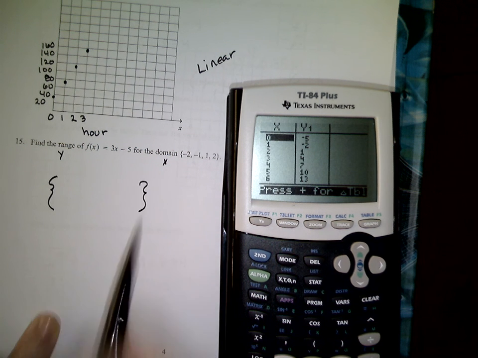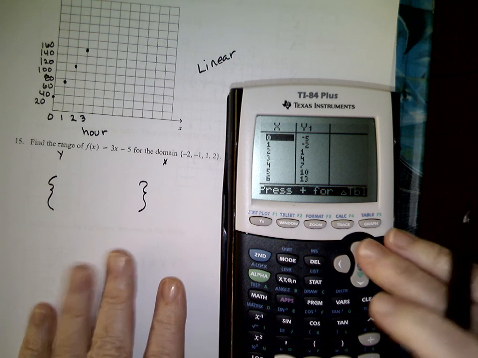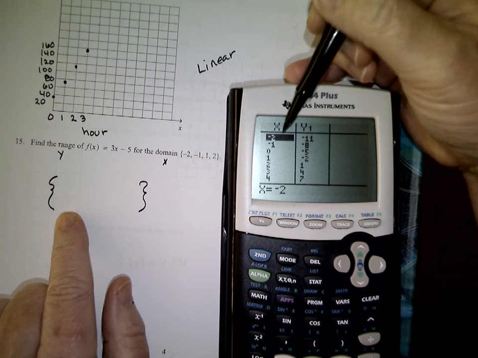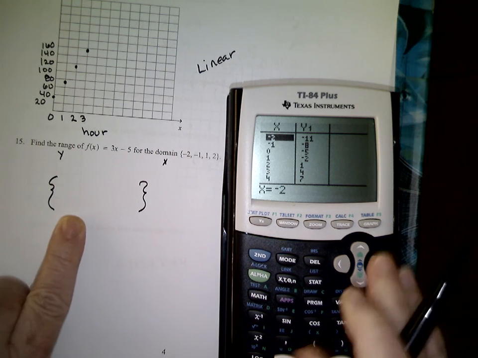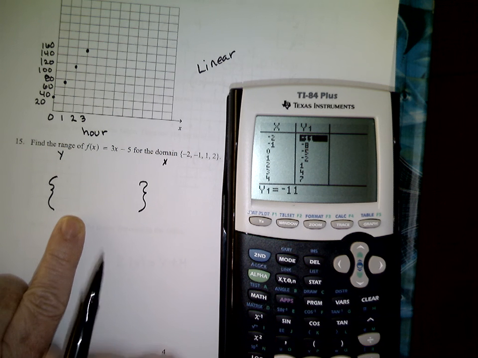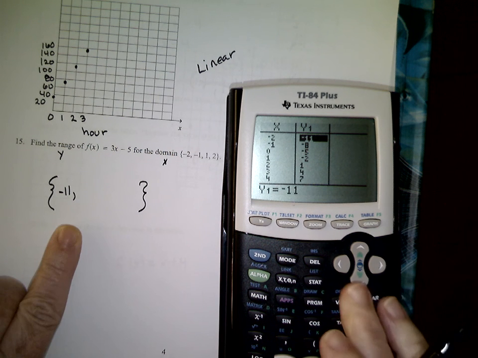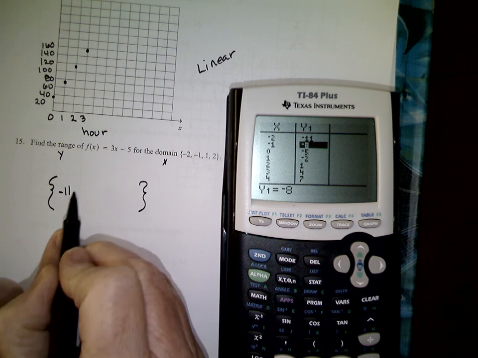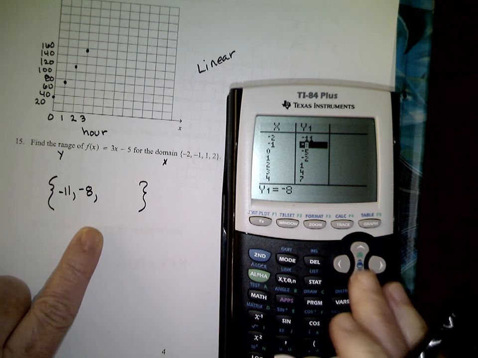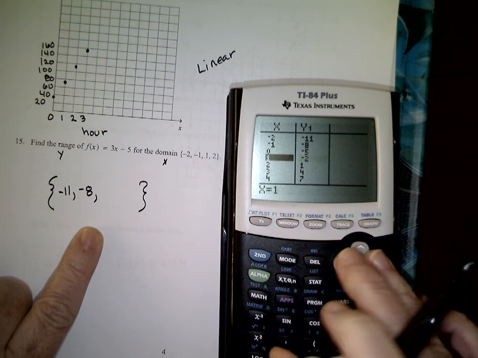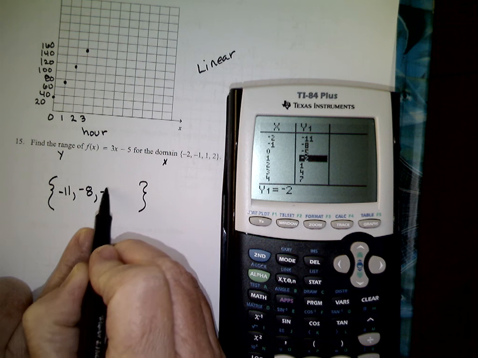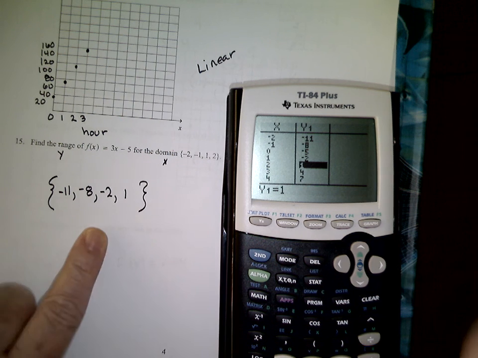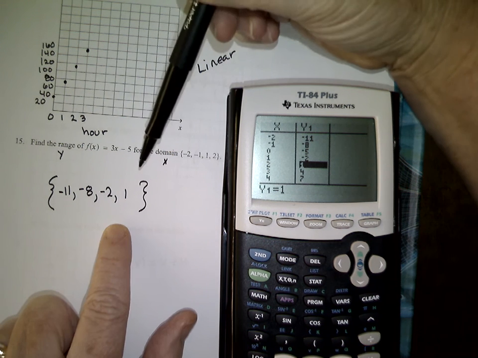Now, they're not all in order. They're close, but they're not all in order. But we need to know what is the range that's associated with -2. 11. What is the range that is associated with -1? What's the range associated with 1? And the range associated with 2? 1. Does anybody have a question on how to find the range?